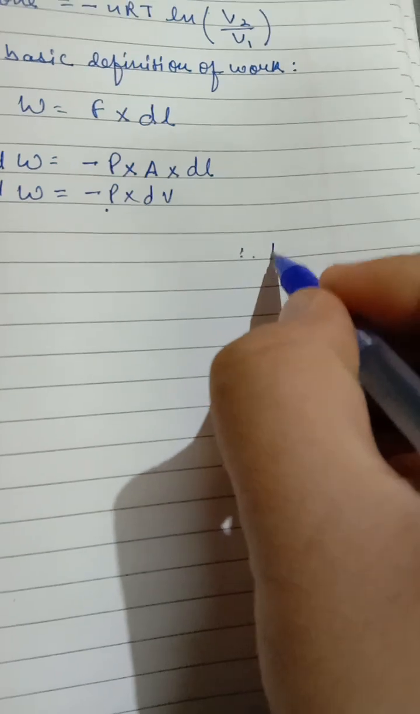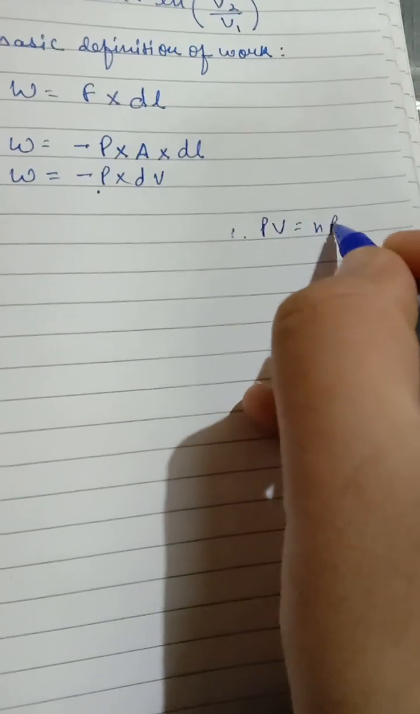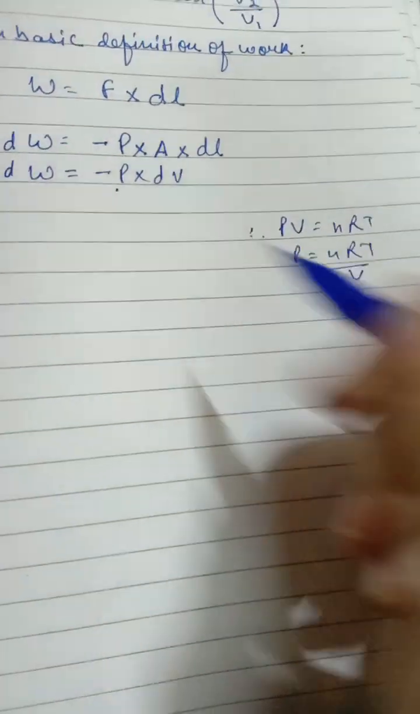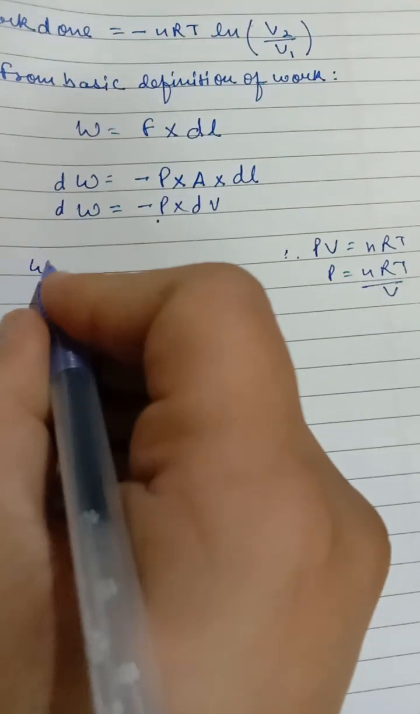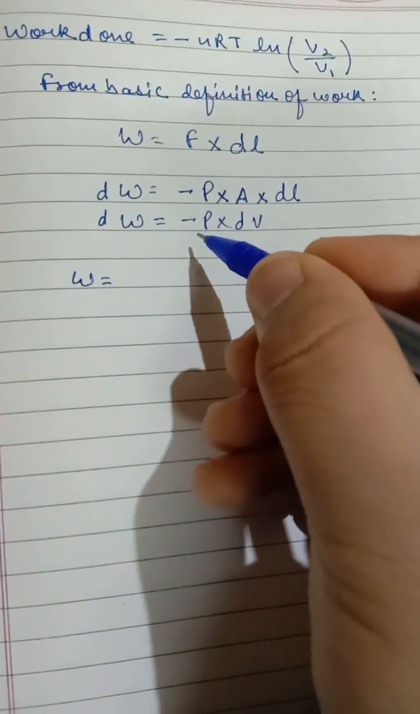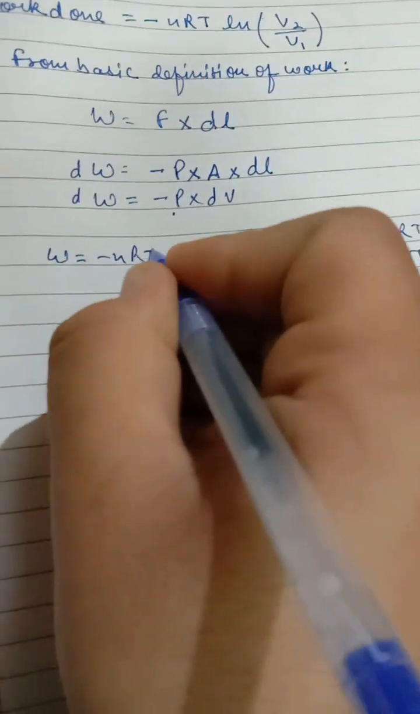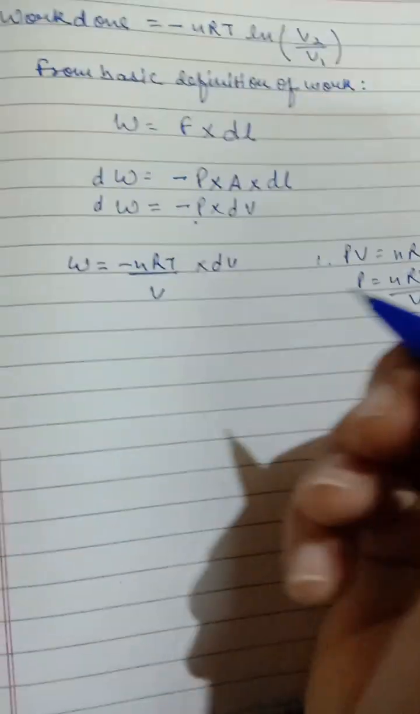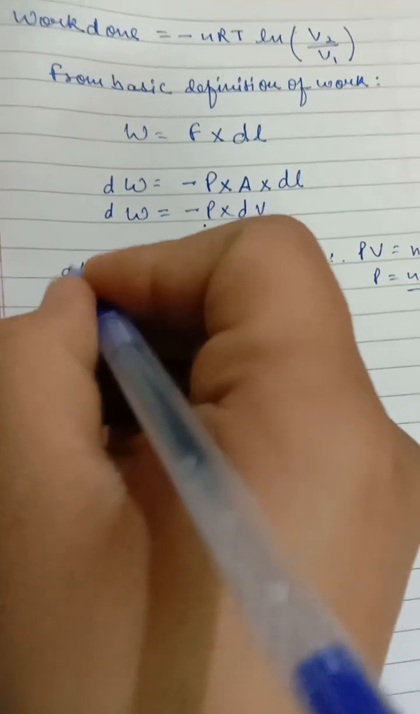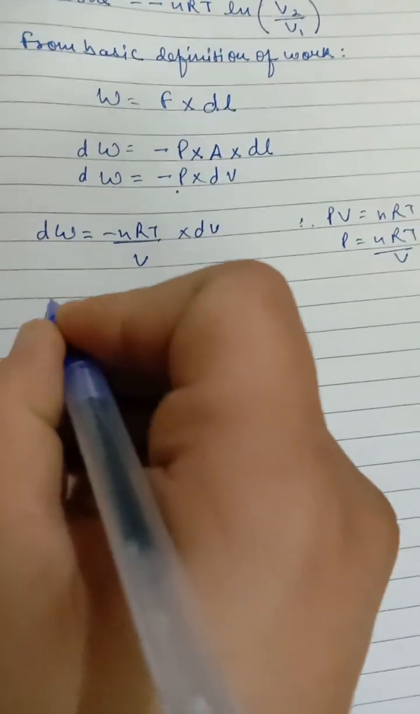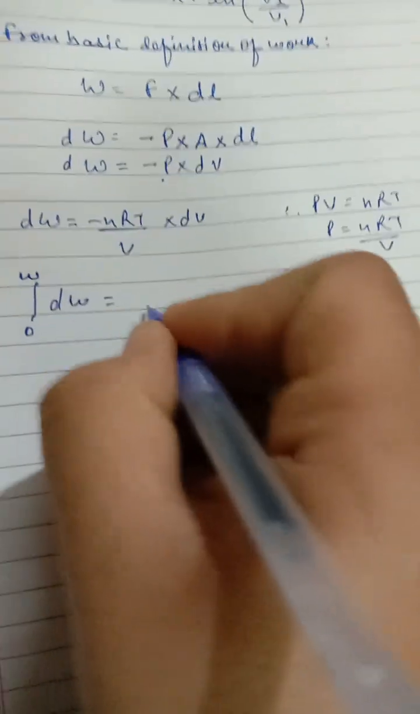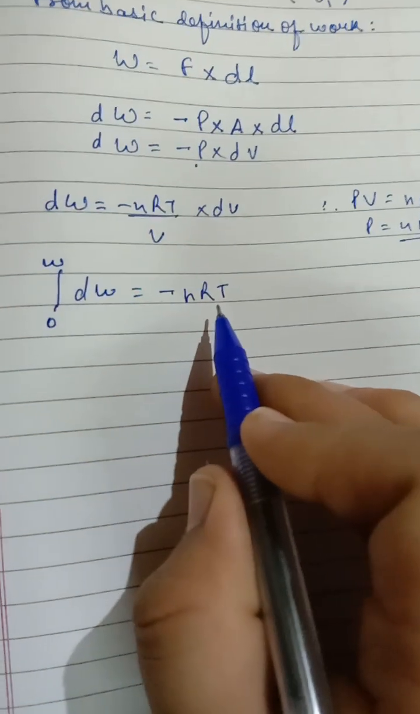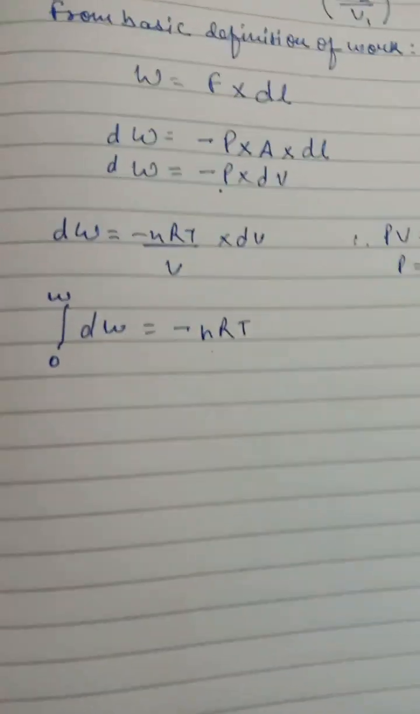As we know, PV equal to nRT, so pressure equal to nRT upon volume. This we will put in our main equation. This becomes dw equal to minus nRT upon V into dV. Now we integrate on both the sides. Minus nRT is the constant because temperature is not changing, R is constant, and number of moles is also constant.